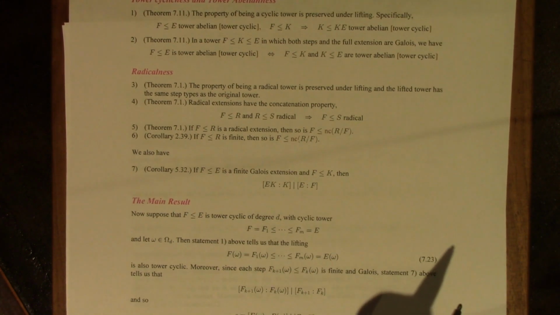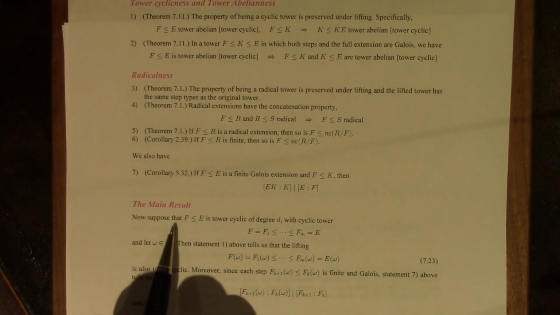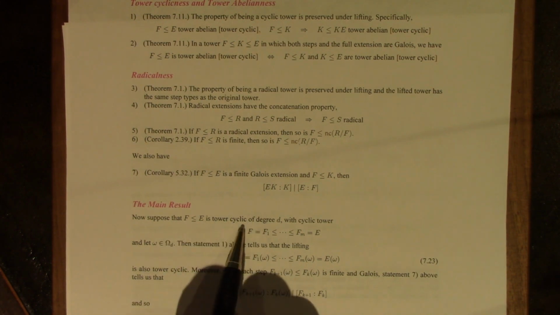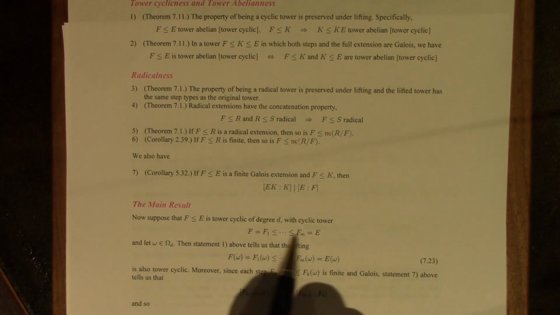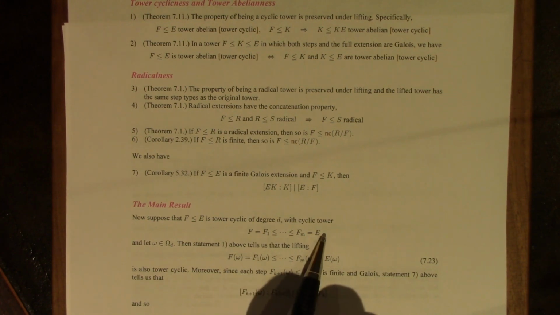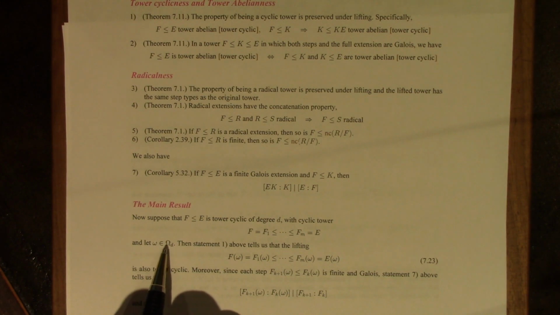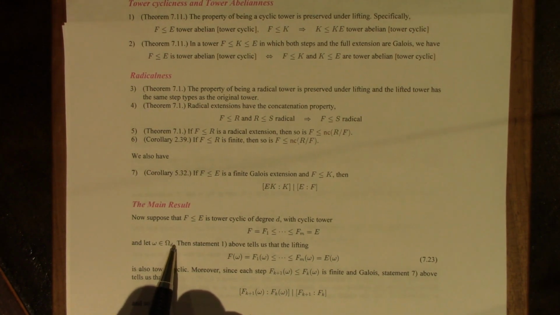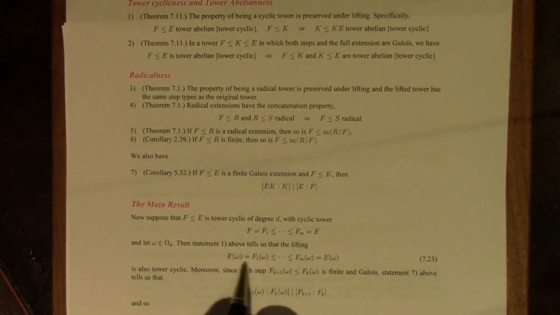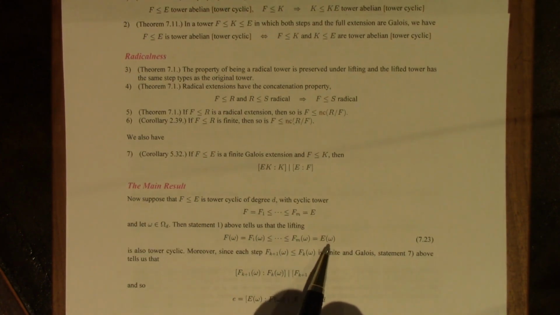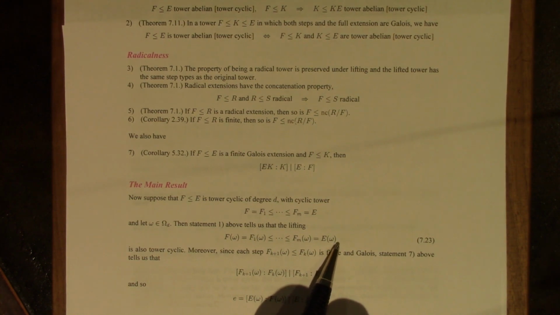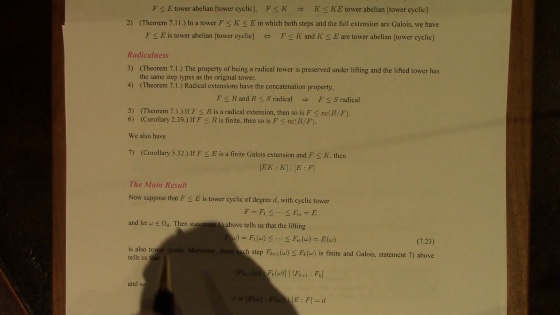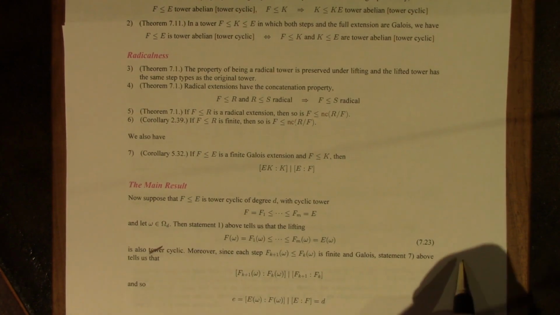So we are now ready for the coup de grace. Suppose that Fe is tower cyclic and has degree d. And here is a cyclic tower. And let omega be a primitive dth root of unity. According to statement 1 above, the lifted tower is also tower cyclic. The lifting, well, this is a cyclic tower. I don't need that.